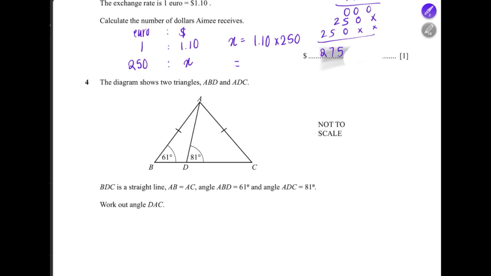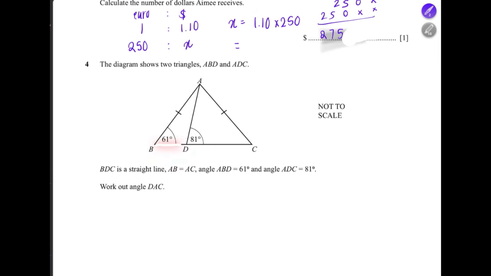Now moving on, you have a diagram that has 2 triangles, ABD, this one, and then you have ADC, which is right here. So BDC is a straight line here. AB is equal to AC. So this one and this one are equal. Angle ABD is 61 and angle ADC is 81. Work out angle DAC. So this is the angle that you need to find.